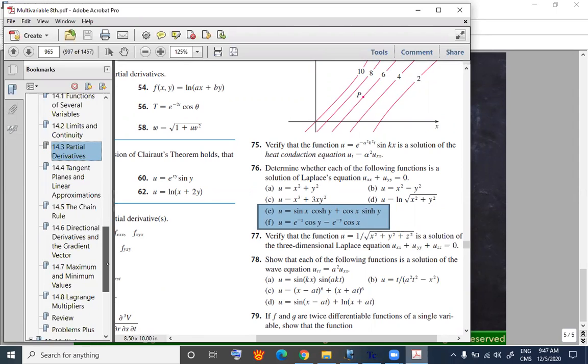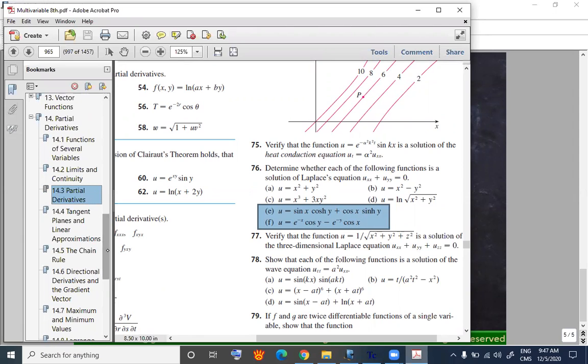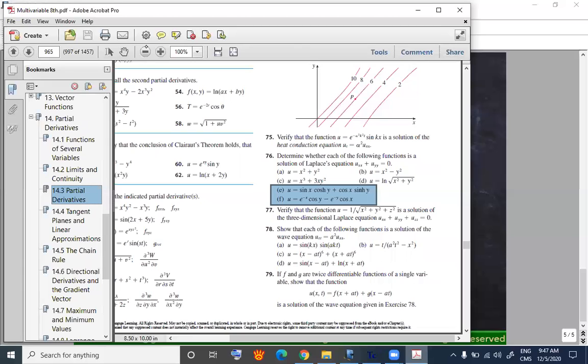Which section? Which one is it? The 76, same question, number D. U equals ln. Okay, we'll do it. Same thing. Do you want to solve it, or let's just go a little bit.